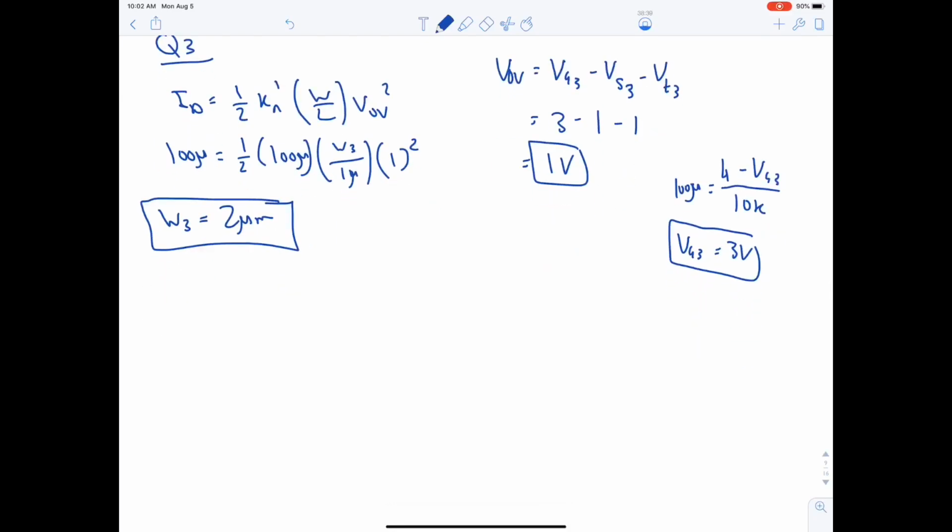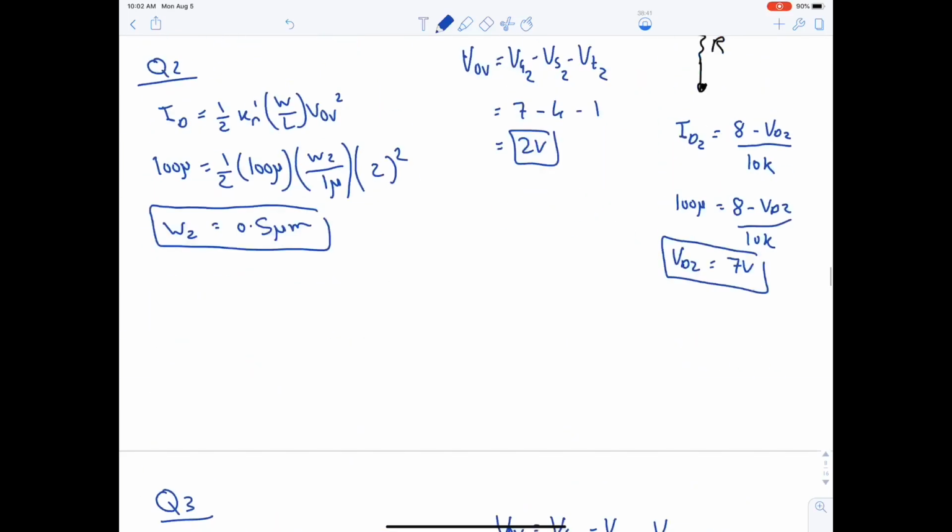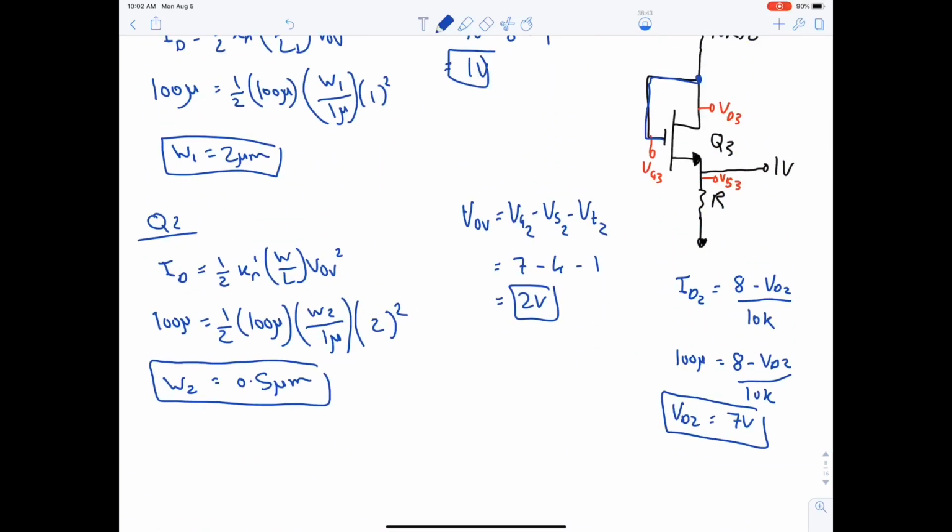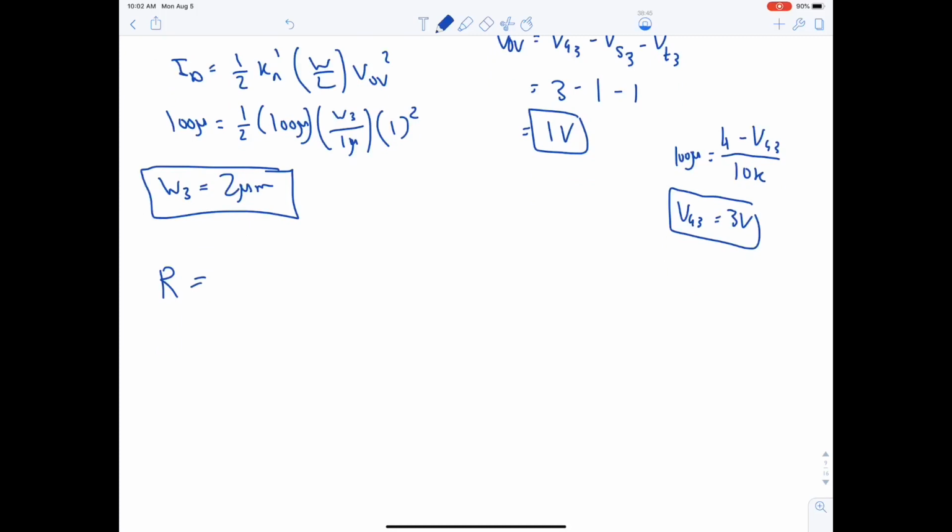Last requirement is to find R. R can be found through Ohm's law. It's 1 minus 0 over 100K, the current, okay, which is equal to 10 kilo ohm. Okay, simple, right?